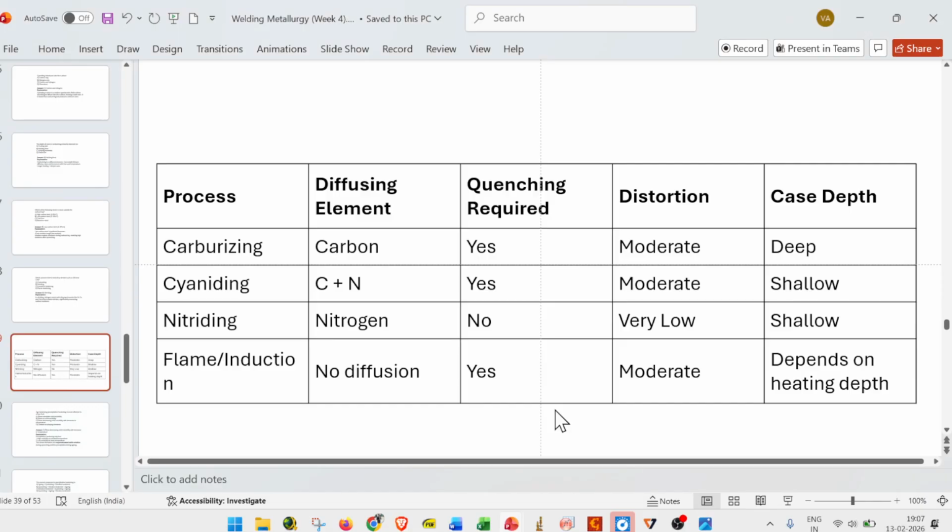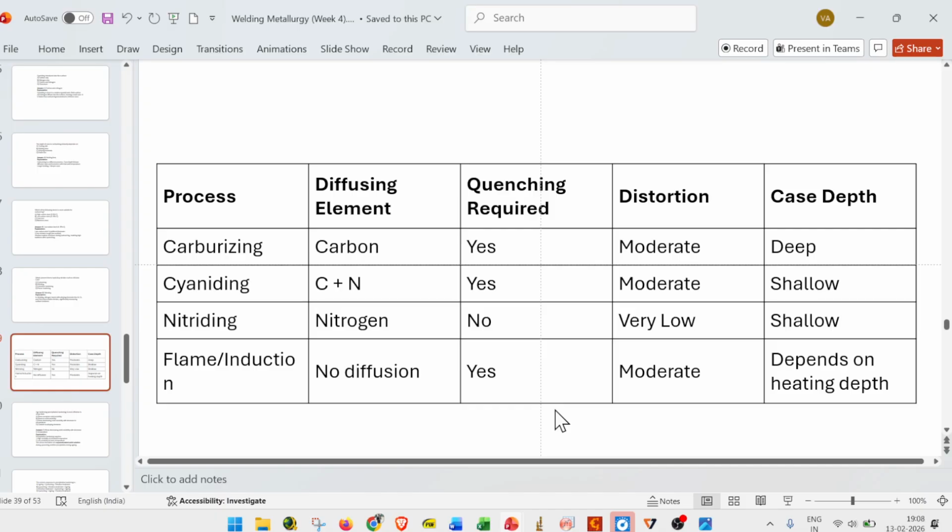So carburizing is for carbon, cyaniding is for carbon plus nitrogen, nitriding is for nitrogen, and flame surface hardening has no diffusion. Quenching is required in everything except nitriding. Distortion is because of quenching, so in nitriding there will be no quenching and less distortion.